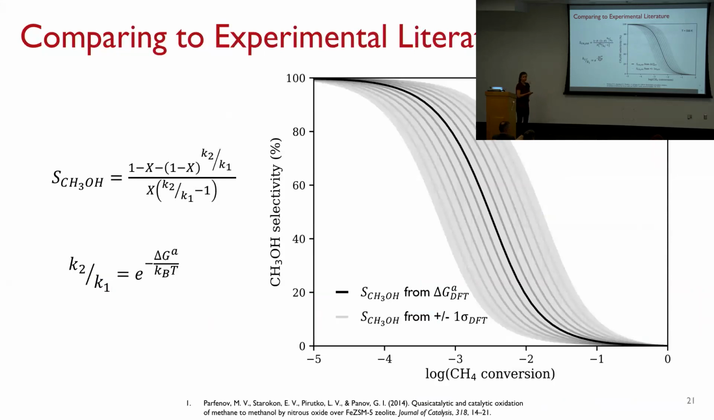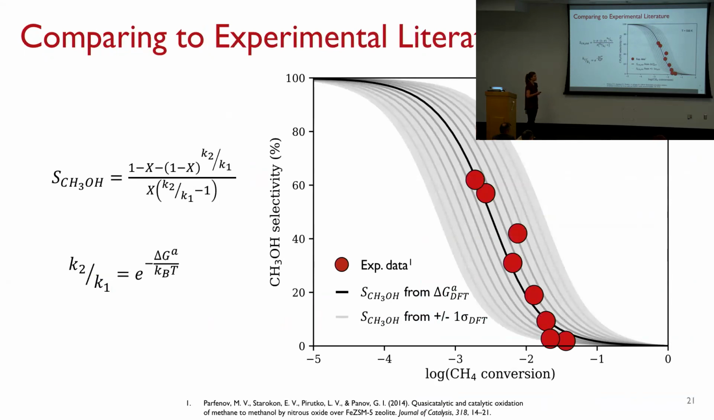Now what we can do is plot experimental data on this curve. This is data out of the Panov group where they were looking at a certain zeolite for continuous methane oxidation. And we see that it fits the ab initio model quite well, not only in the location of the data points, but also in the general shape that we see.